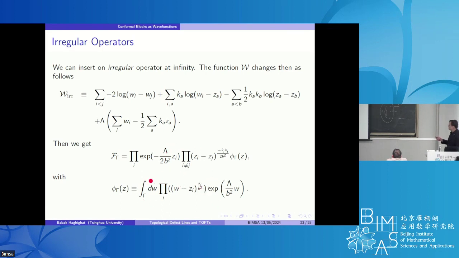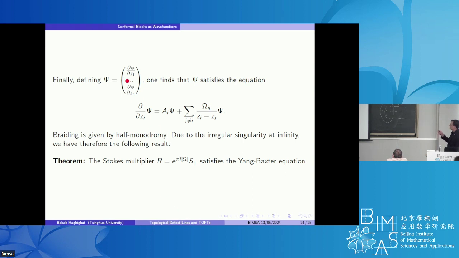So at the end, these wave functions look like these kinds of integrals. And then you can show that you can take your wave function psi, it's a vector, as I said, and this psi satisfies these kinds of fancy equations, which are called KZ equations or generalizations. From these equations, you can deduce all the braiding properties, the R matrix, F matrix, and so on.